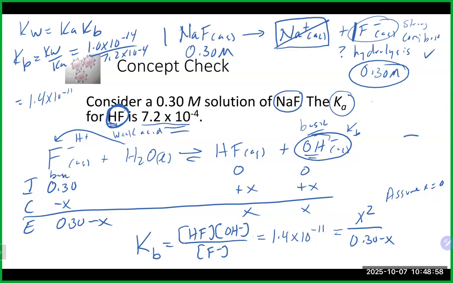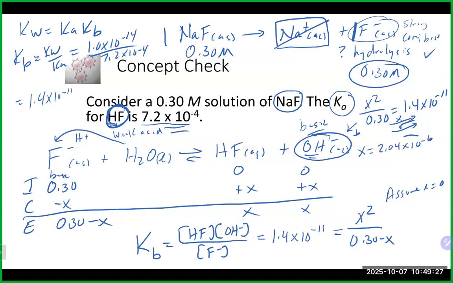I will end up with x squared divided by 0.3 equals 1.4 times 10 to the minus 11. Again, I'm going to multiply and then square root it. And that will get me here, 0.3, little square root action. That's a lot of zeros. I'll do a little scientific notation. It's going to give me an x value of 2.04 times 10 to the minus 6.